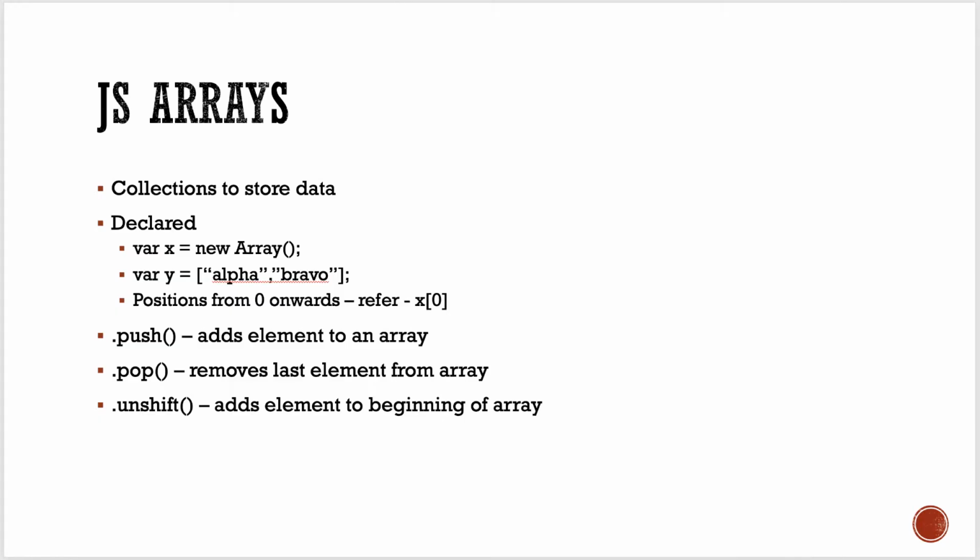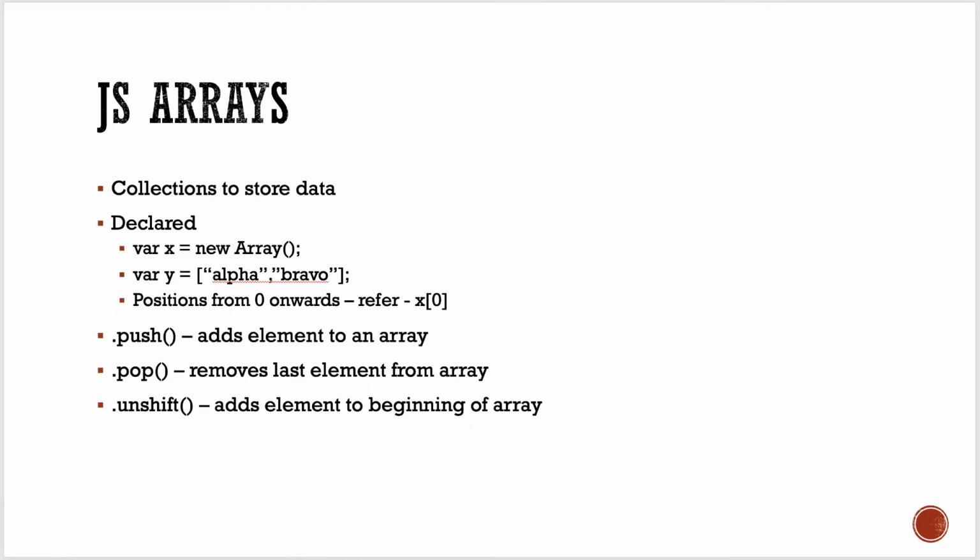Another important part of JavaScript is the use of JavaScript arrays. JavaScript arrays are similar to other arrays in that they're basically collections to store data. Arrays can be declared in different ways. Arrays are declared either using the new array statement, or they can be declared using the square brackets with values of the array specified within it. Arrays start at position 0 and move up.